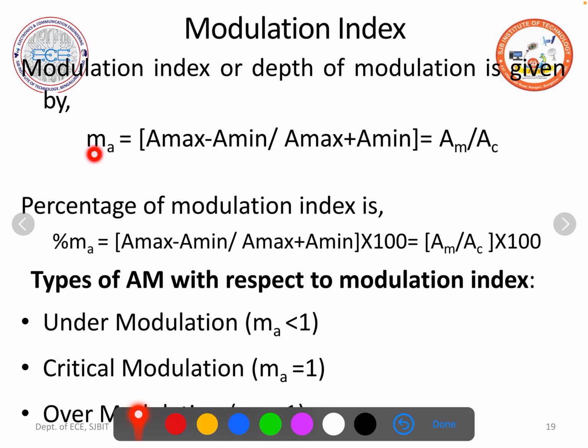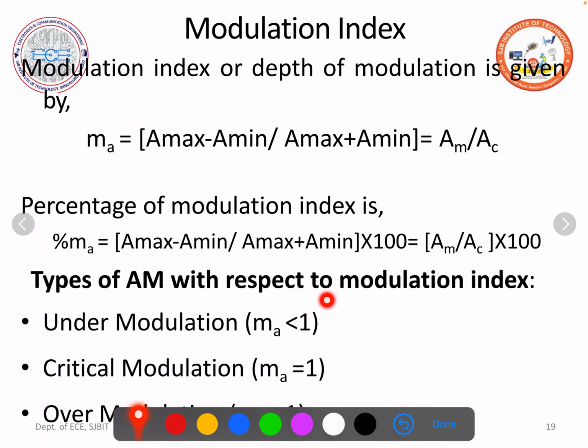Modulation index is given by Am by Ac, or another formula to calculate the index is A max minus A minimum divided by A max plus A minimum. If you are expressing the values in percentage, percentage ma is equal to A max minus A minimum divided by A max plus A minimum into 100, nothing but Am by Ac into 100.